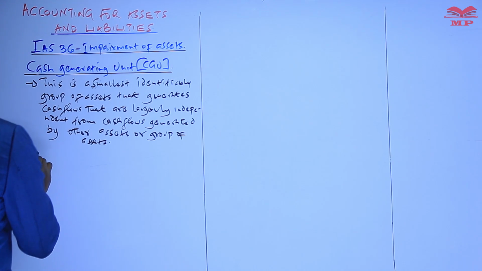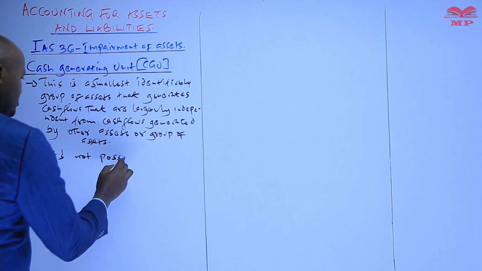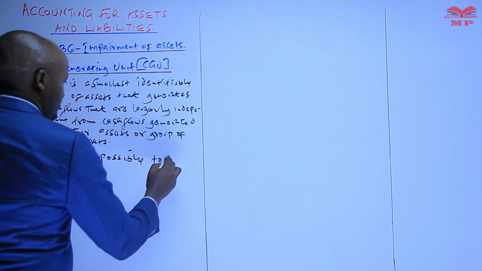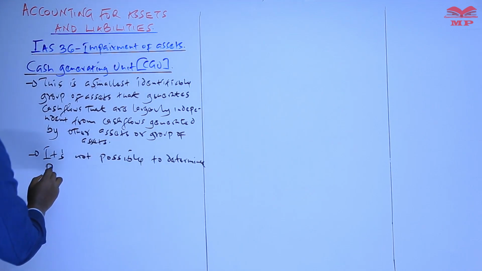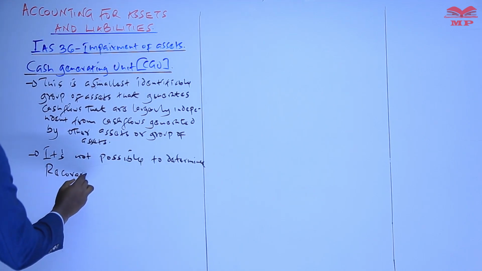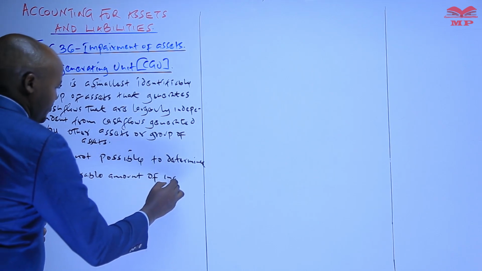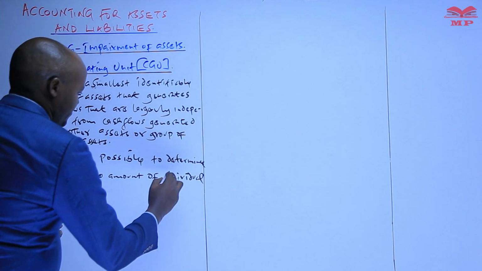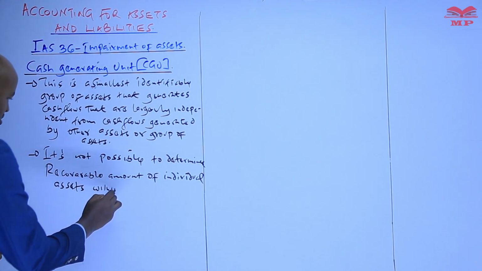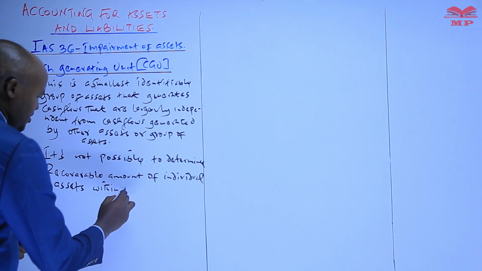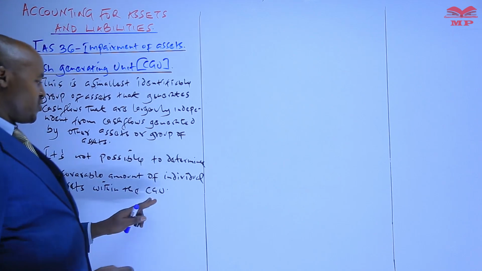So therefore, we can say that it is not possible to determine a recoverable amount of individual assets within the cash generating unit. I've explained the reason why this is the case.